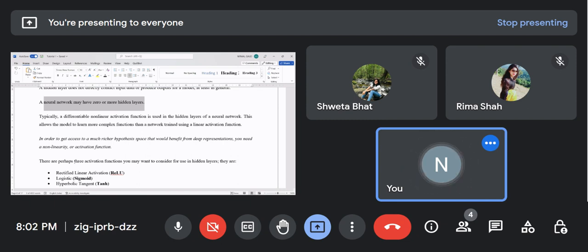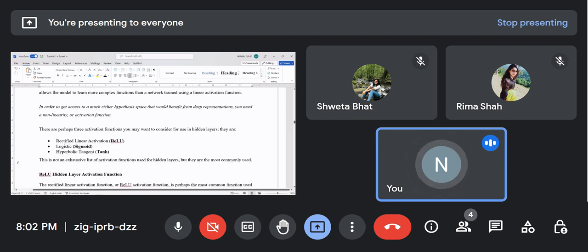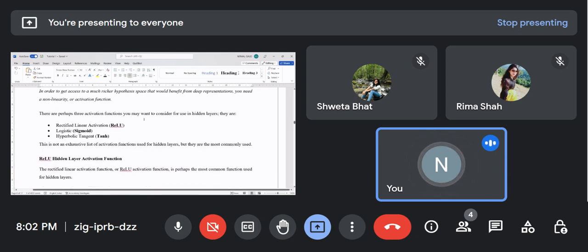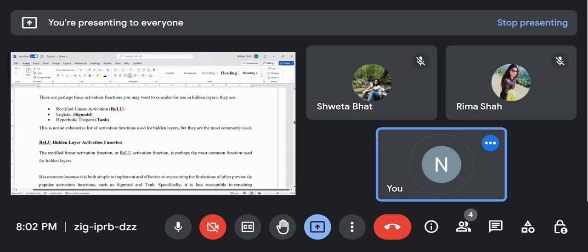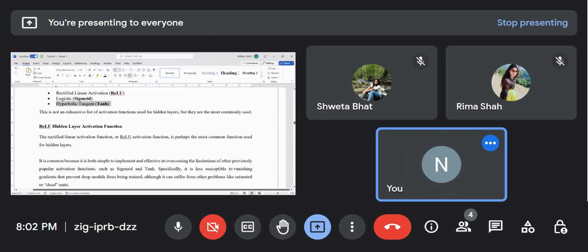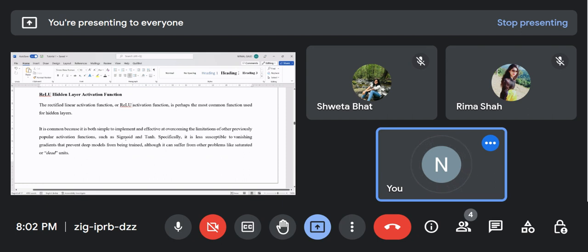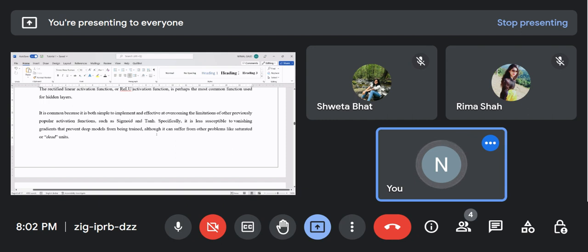Now, in order to get access to a much richer hypothesis space, let's see what these activation functions are. The basic activation functions are ReLU, that is rectified linear activation, logistic, that is the sigmoid function, and hyperbolic tangent, that is tanh. If I talk about ReLU, the rectified linear activation function, it is a very common activation function used in the hidden layers, and I already told you what the ReLU function does.